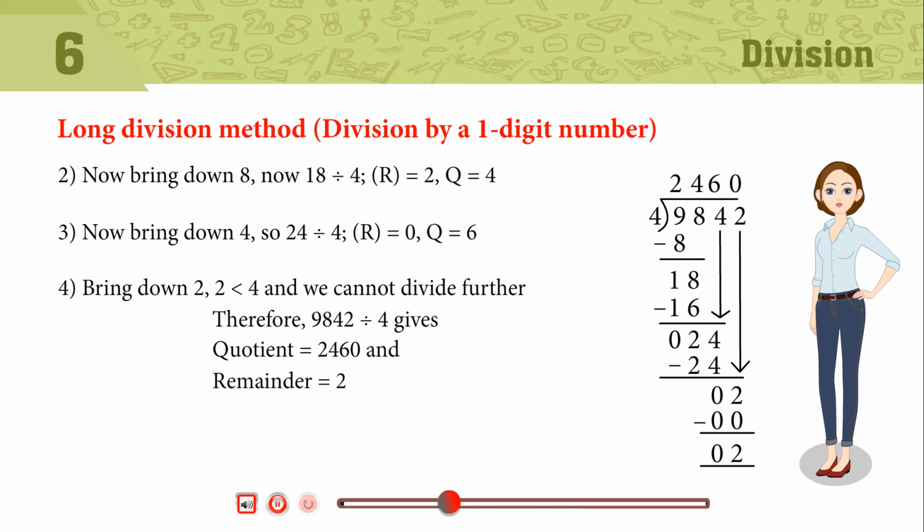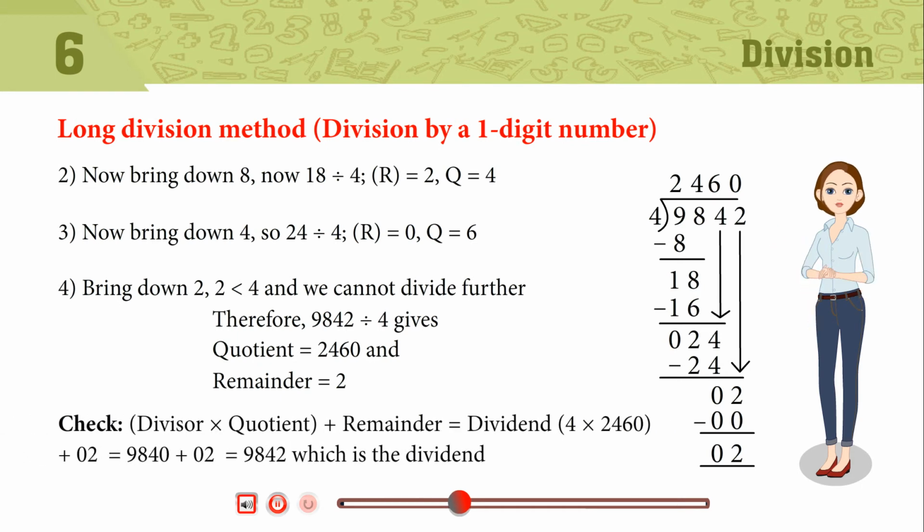Therefore, 9,842 divided by 4 gives quotient is equal to 2,460 and remainder is equal to 2. Check. Divisor into quotient plus remainder is equal to dividend. 4 into 2,460 plus 2 is equal to 9,840 plus 2 is equal to 9,842, which is the dividend.